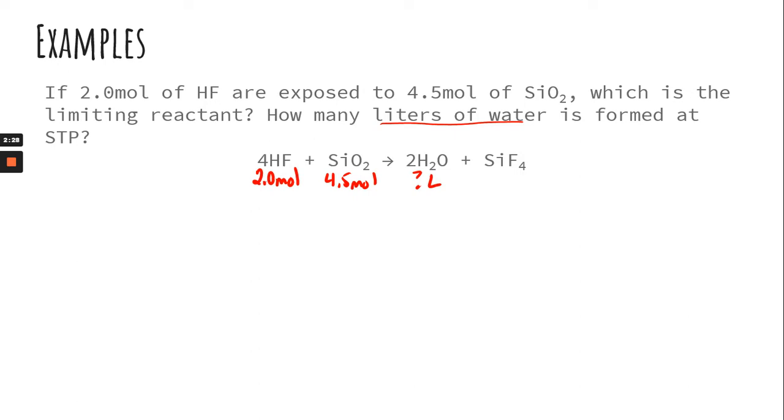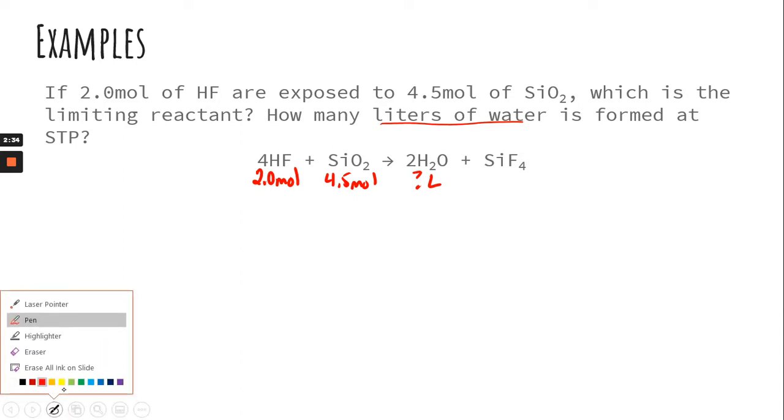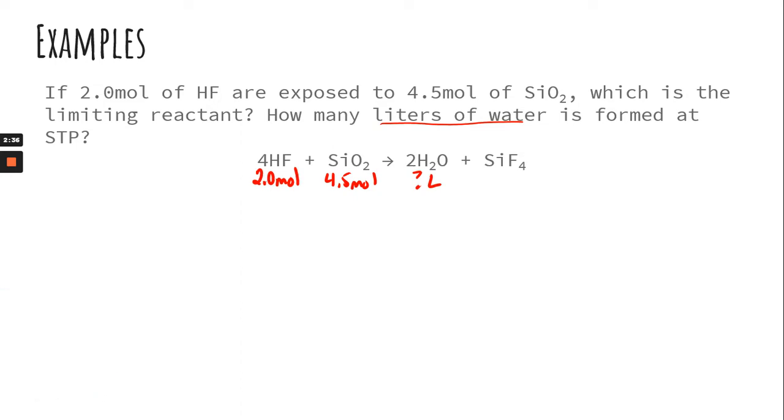The first thing we would do is convert our givens to moles, which they already are. So then in our head, what we want to do is determine which one we'll run out of. So you take the moles and you divide it by their coefficients. So 2 divided by 4, 4.5 divided by 1. That will determine which one would run out first.